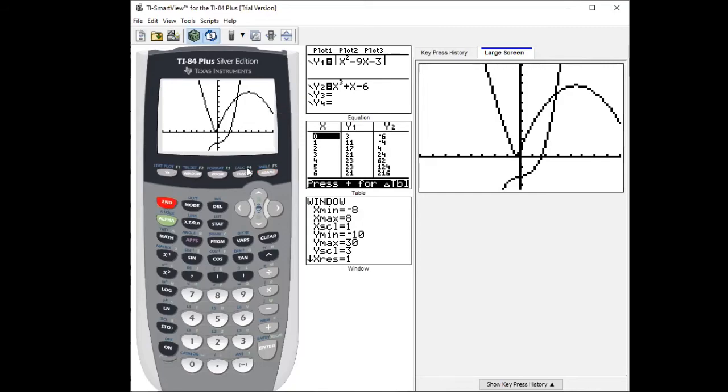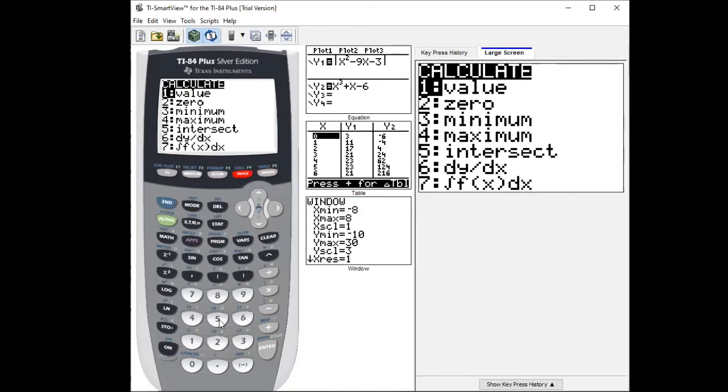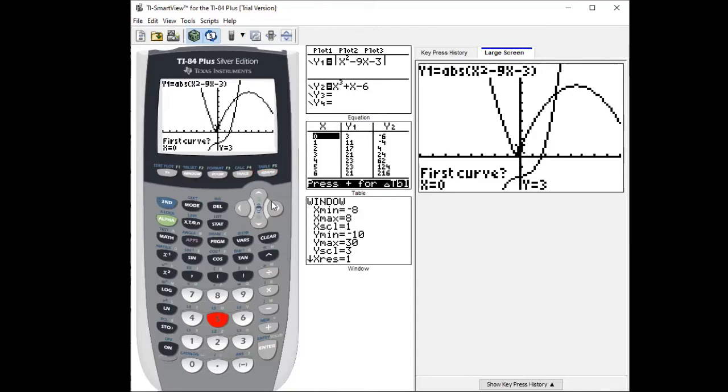So I hit second, calculate. I press 5 for intersect. It says first curve. Just really simple. Move the flashing cursor next to where they meet. If they meet in more than one place, you have to do this twice. So you go kind of close to where they meet, you hit enter. It jumps over to the second curve. You don't have to move it again. You can actually leave it right where it is, but I'll move it again. You hit enter one more time, and then it takes me right there.